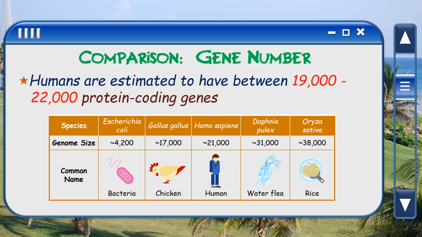Humans are estimated to have between 19,000 and 22,000 protein coding genes. That is what is estimated for humans.